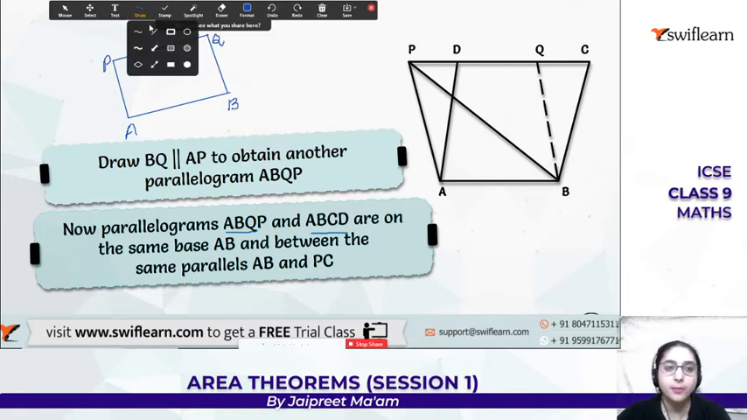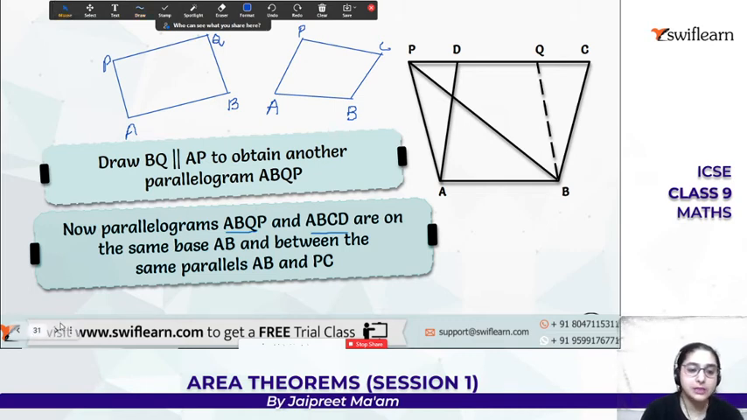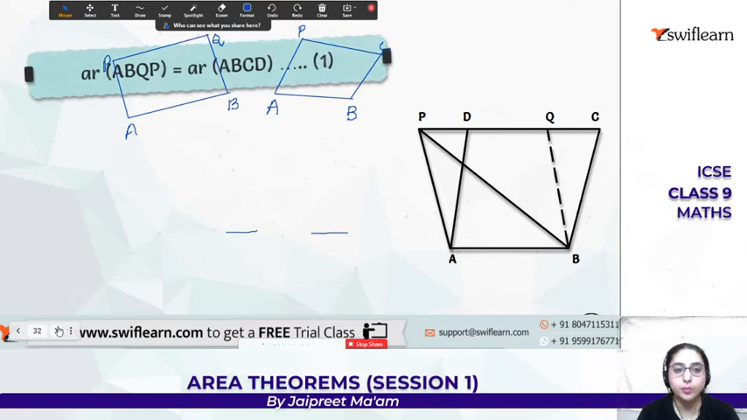This is one parallelogram, and now we have another parallelogram, ABCD. So it is somewhat like this. So they are on the same base AB and between the same parallels, AB and PC. So now how are we going to prove it? We have to prove that the area of ABQP is equal to the area of ABCD.